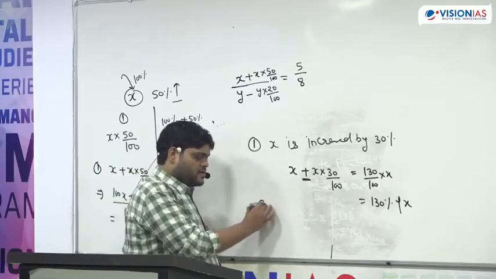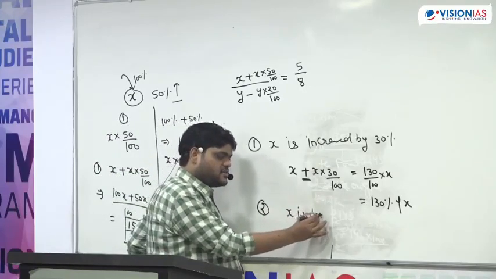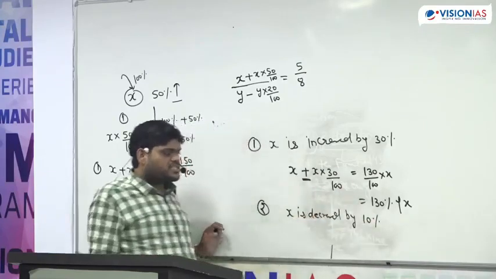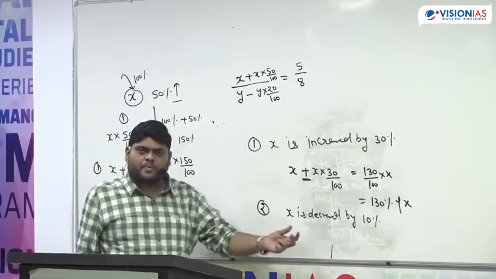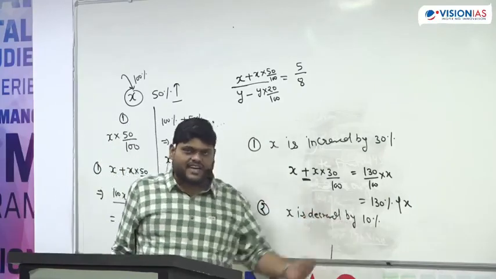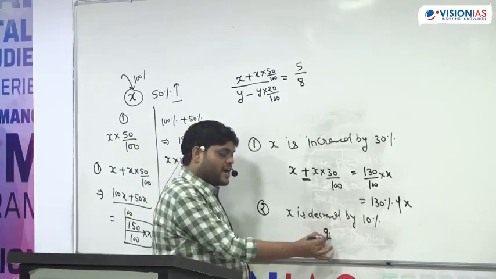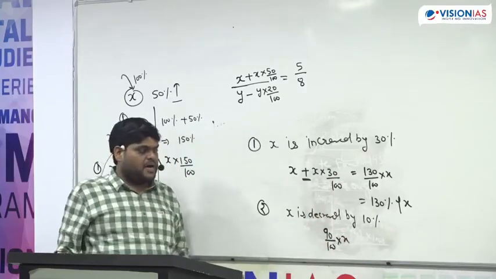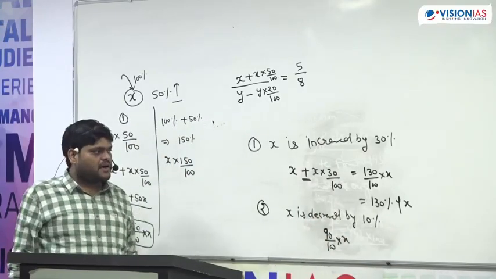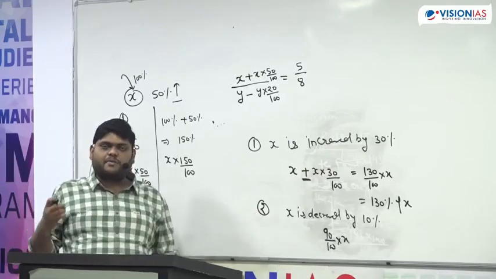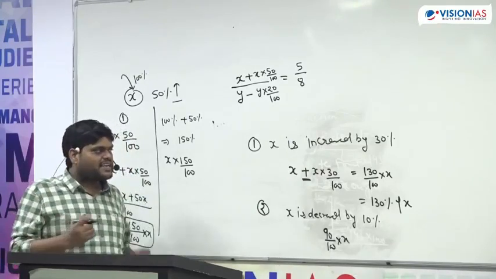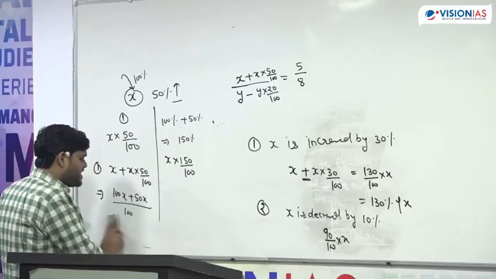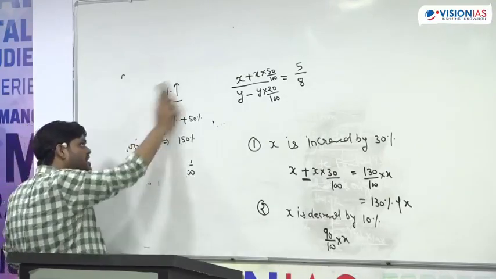Suppose I am saying x is decreased by 10%. What is the meaning of this? Anything was 100%. When you decrease by 10%, directly you can write, the number becomes 90%. When x is decreased by 10%, the number becomes 90%. There are two statements which you have to be very careful about.